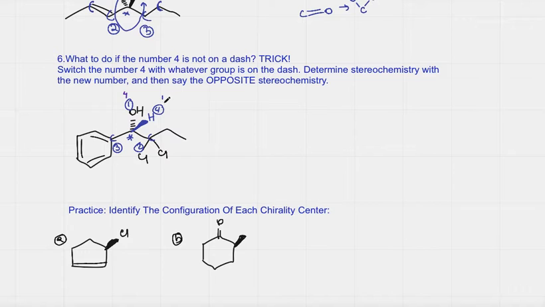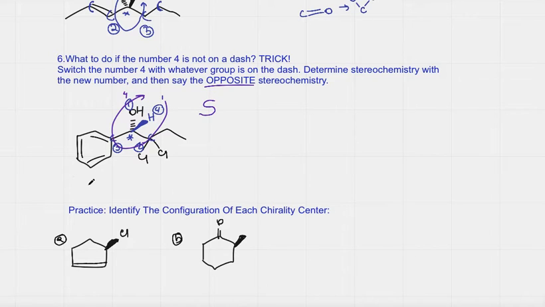And now I go ahead and I do my 1, 2, 3 squiggle. So we go 1, 2, 3, and it looks like it's going to go to the right in a clockwise direction. So it looks like it would be R, but I have to say the opposite stereochemistry. So I am going to say that this is S.